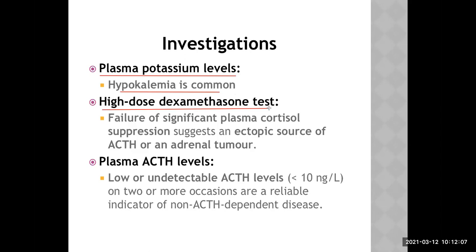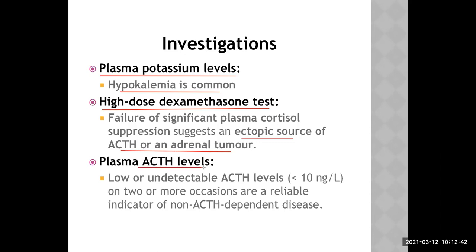In the high dose dexamethasone test, failure of significant plasma cortisol suppression suggests an ectopic source of ACTH or an adrenal tumor. So ectopic source it suggests. What does that mean? Failure of significant plasma cortisol suppression suggests an ectopic source of ACTH or an adrenal tumor, because they are independent types of tumors. They don't depend on the ACTH for their stimulation or secretion of the hormone.